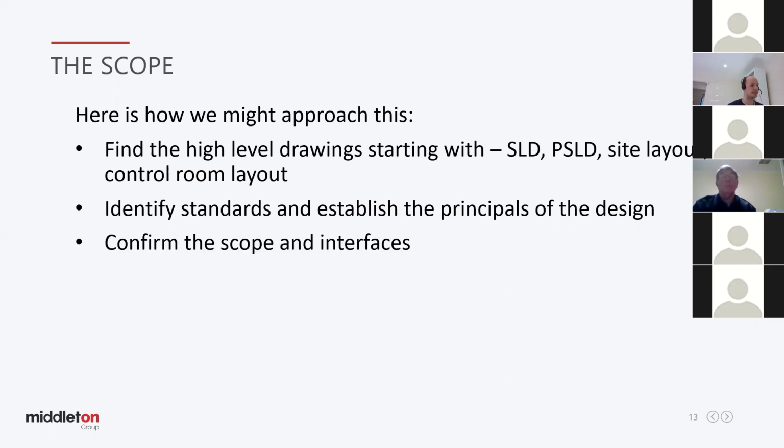Confirm the scope and interfaces. So just because we have a scope doesn't mean that the scope is necessarily 100% correct. We actually might find that as we're part way through the design, there are a couple of things that might need to change. The scope might be increased. There might be additional changes which might need to be made, and we might find that interfaces don't quite align. So we really need to confirm our understanding of the scope with what is at site, with what our drawings convey in terms of the information, and then pull that all together.